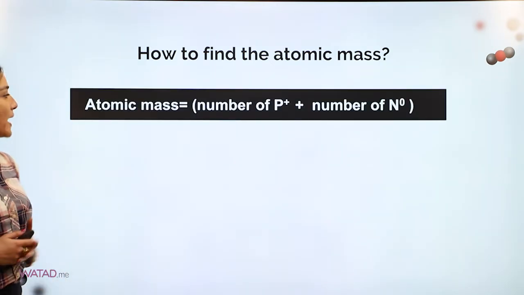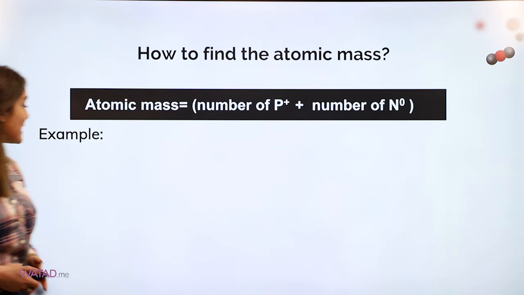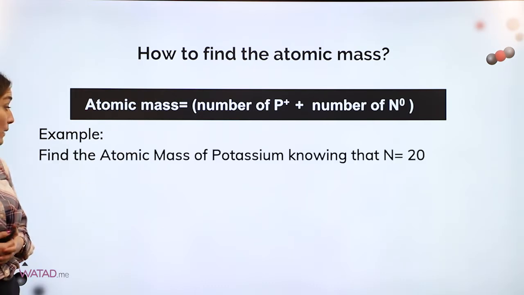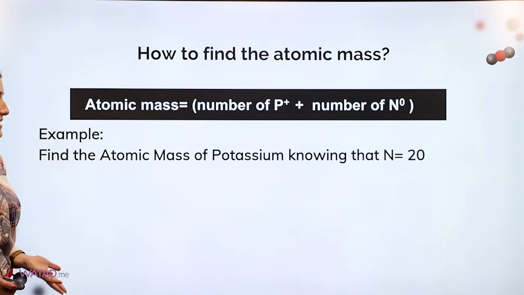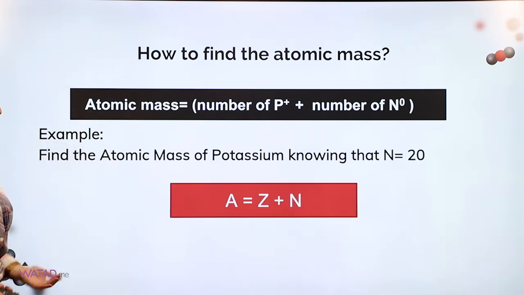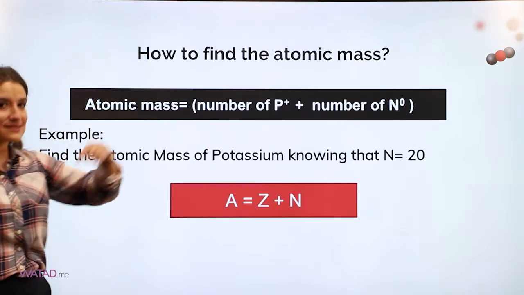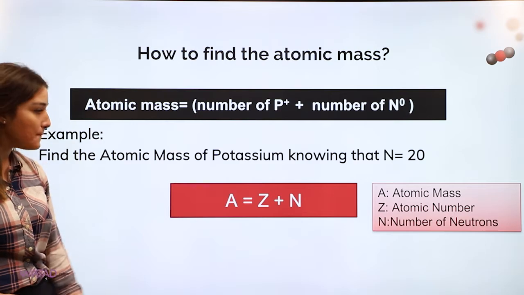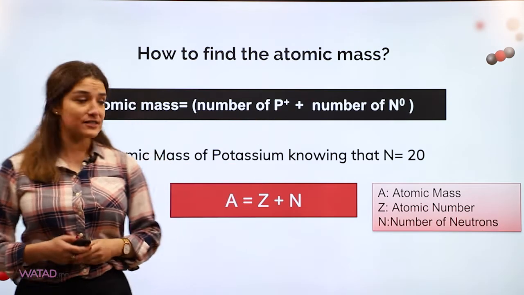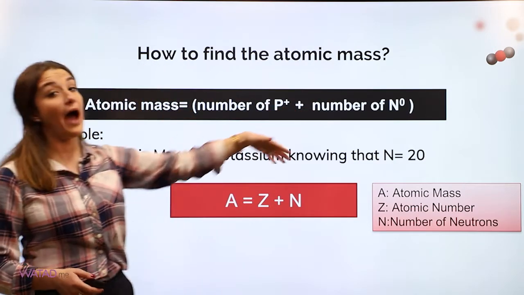We need to keep in mind that the atomic mass is simply the number of the protons added to the number of the neutrons. Let's have the example that we're required to find the atomic mass of potassium, knowing that the N, which is the number of the neutrons, is 20. So I need to use the formula A equals Z plus N, and I need to make sure that I write the legends at the side. If I look at my givens, we have N, 20, the number of the neutrons. So I have the N given.